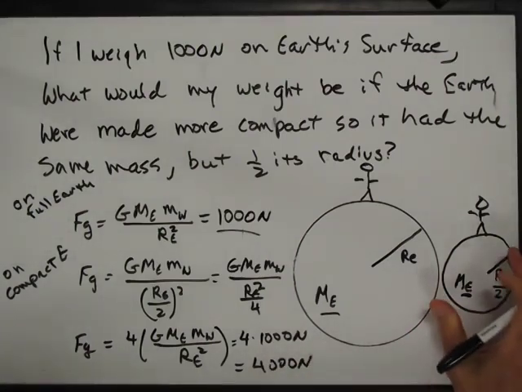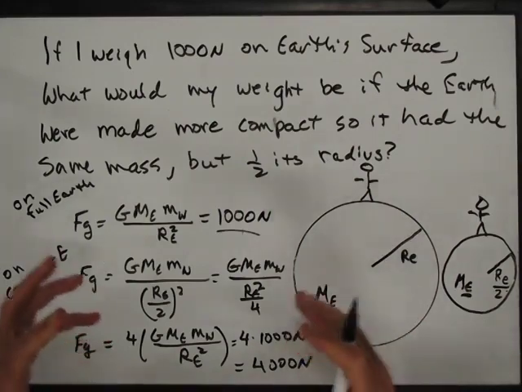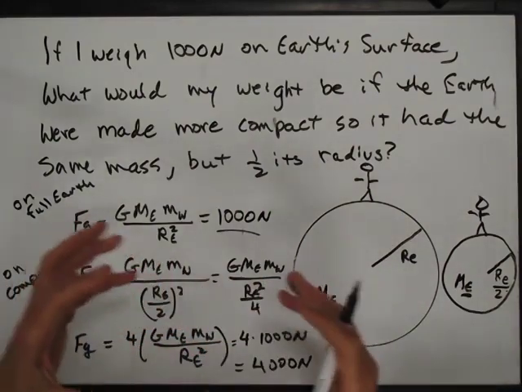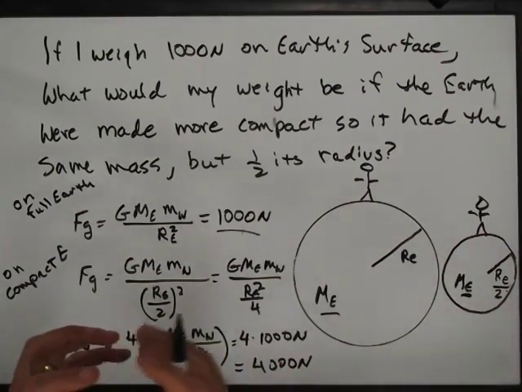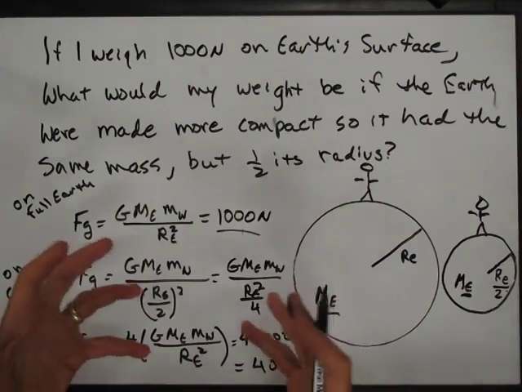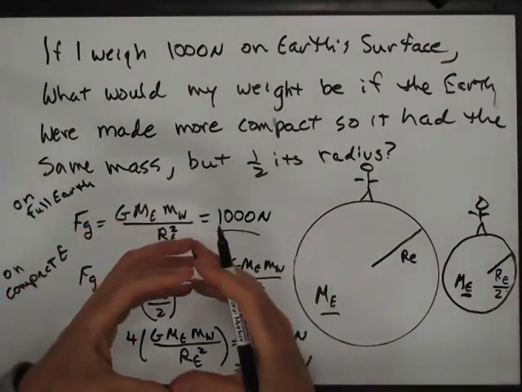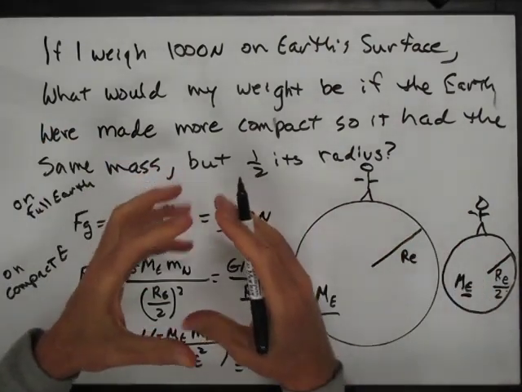So as the Earth gets more compact, my weight gets greater and greater. This is what happens to stars later in their life. Stars collapse inward as they age, and a black hole is something that's collapsing forever, but there are white dwarfs and neutron stars that have fixed sizes but are just much more compact. And if you were on their surface, you would experience a much higher gravity. All of the mass is there, but it's in a much smaller size.